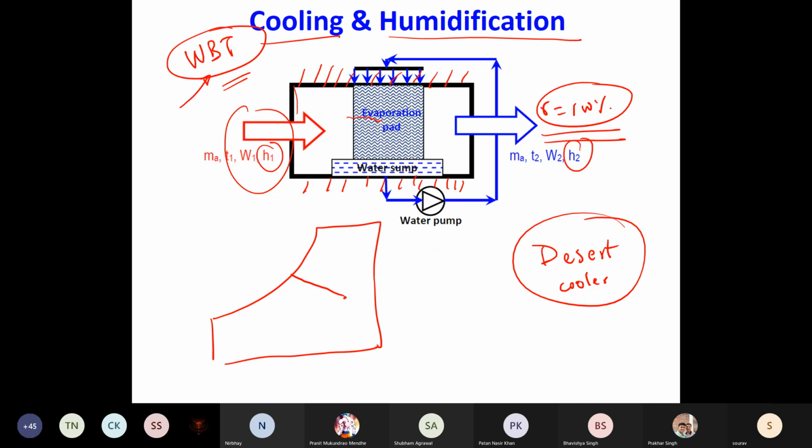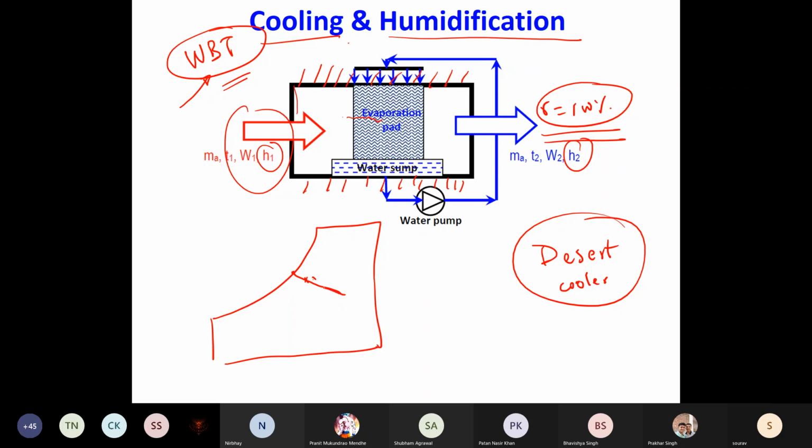Okay, so this is your WBT process line. Your desert cooler at least tries to follow this line, but it will not reach this saturation. It will probably stop somewhere here, and because of some heat transfer from ambient to the box in which your process is happening, you may gain some heat, and instead of attaining this, you may attain a condition over here.